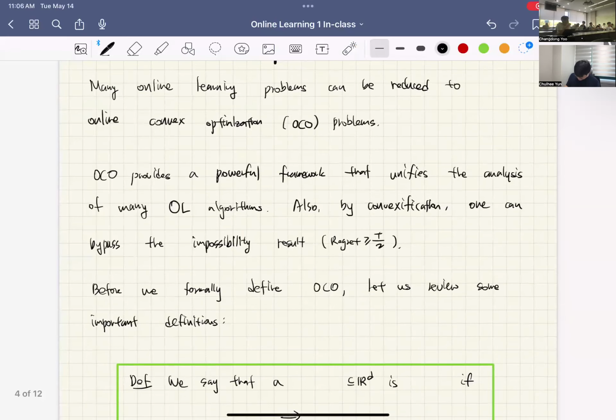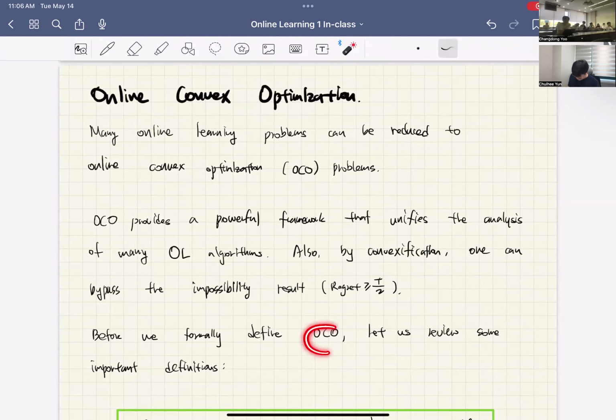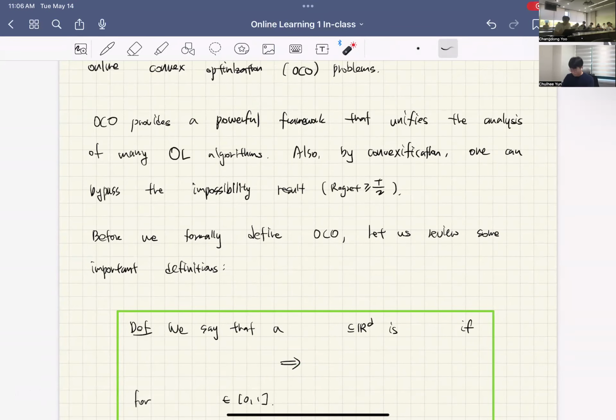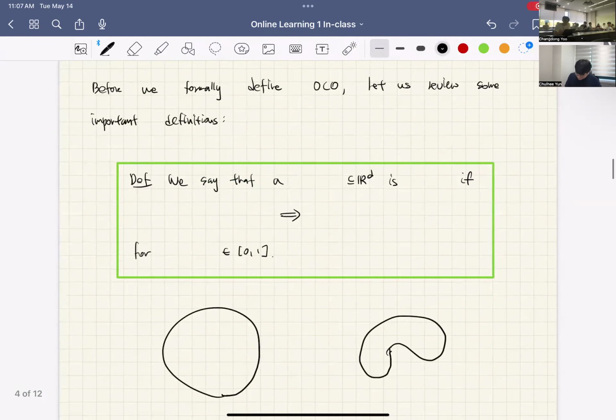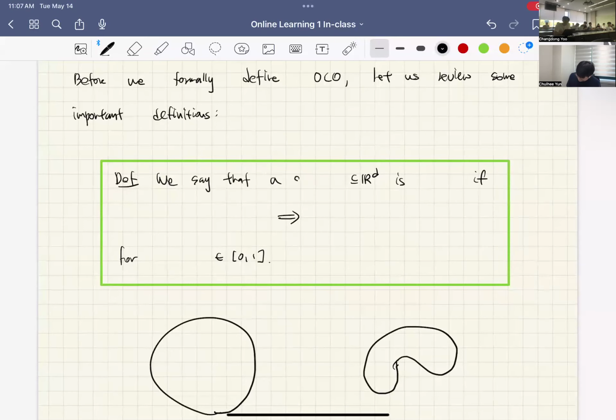All right, before I formally define the framework of online convex optimization, I'm going to give you a brief recap of very important definitions that will be very useful in the discussion for today and the next lecture. Just as a reminder, we say that a set S is called a convex set if the following implication holds: if U and W are inside the set, then for any lambda between 0 and 1, the point lambda U plus 1 minus lambda W also has to be in the set S. Pictorially, this is easier to understand.